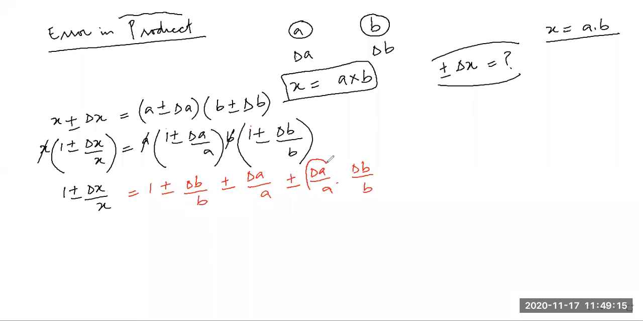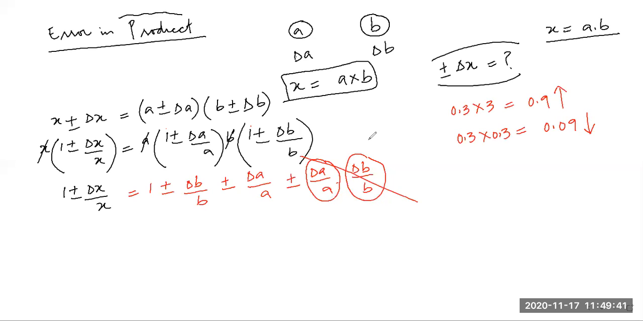Delta A by A already is very small and delta B by B is already very small. So when you multiply two very small quantities, the result is always smaller. Just see. When you multiply 0.3 by 3, you get 0.9, a bigger number. But when you multiply 0.3 by 0.3, you get a smaller number. How much? 0.09, very small. So this product can be left out because this will be very small. So finally what I get? 1 plus minus delta B by B plus minus delta A by A. This can be taken out.